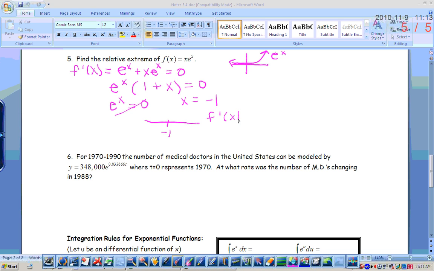Right, f prime. Okay, so if I plug in, say, negative 2, I would plug it into this part right here. E to the negative 2, is that positive or negative? Positive. E to a power will always be positive. Times a negative is a negative. And if you plug in 0, you're going to get 1 times 1, which is positive. So we have a relative min at negative 1, comma, what's the y value? Yep, negative 1 over e, or negative e to the negative 1.